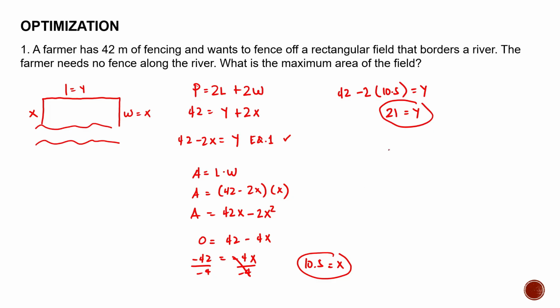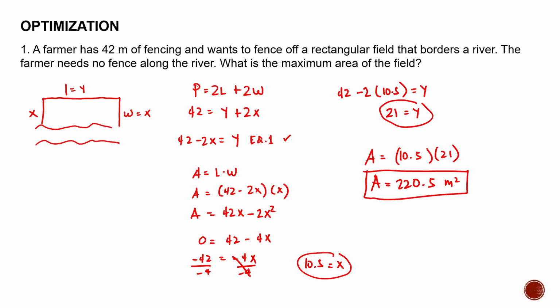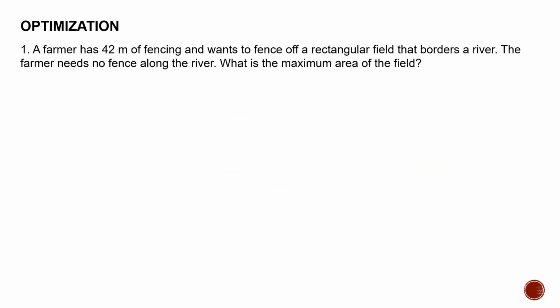So now that we have the length and the width, we can now solve for the maximum area. So for the maximum area, it will just be 10.5 times 21. Alright, so that will be equivalent to 220.5 square meters. So that's for the first example. Let's go to the second one.